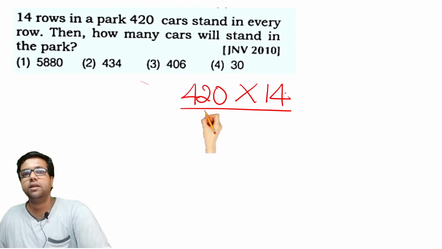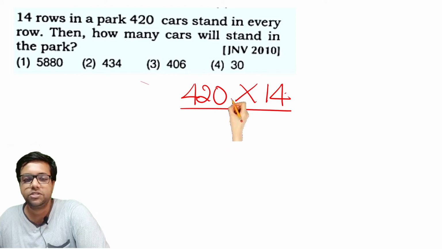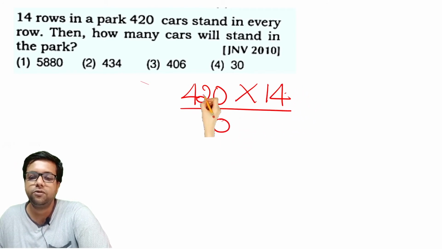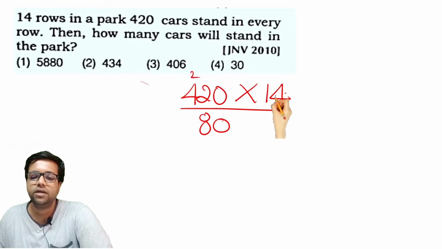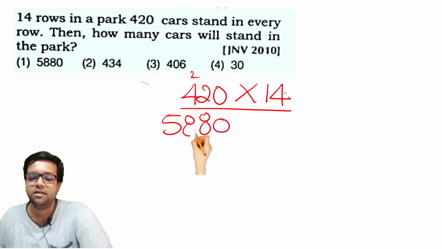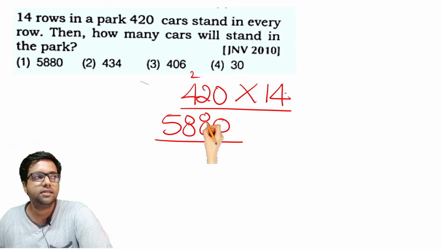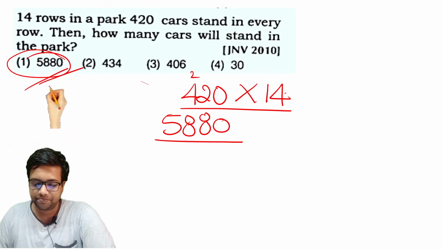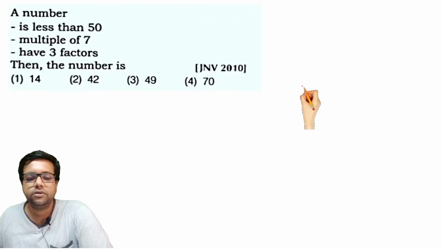You will multiply the total number of cars in each row and the total number of rows in the park. So therefore 14 zeros are 0, 14 twos is 28, 2 carry over, 14 fours is 56, 56 plus 2 is 58, 5880. 5880 should be your right answer. Option 1 is the right answer. Okay, let us move on to our next question.